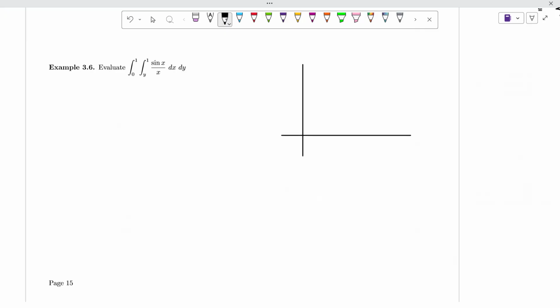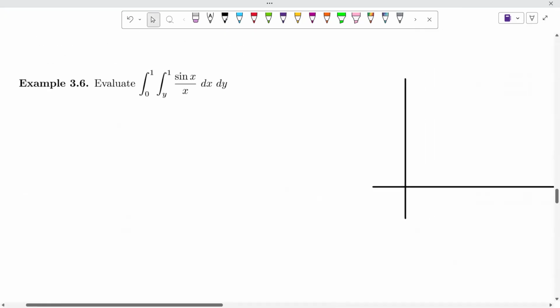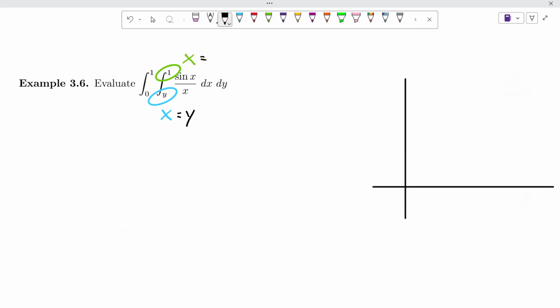Sine of x over x is particularly notable as not an integrable function. You might remember that from back in Calc 2. I think that's when we started doing that. So remember, we're doing x first over here. So these two limits should be of the form x equals something, and that something being a function of y.